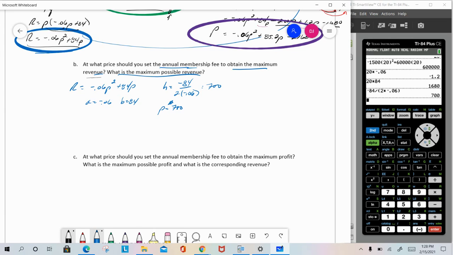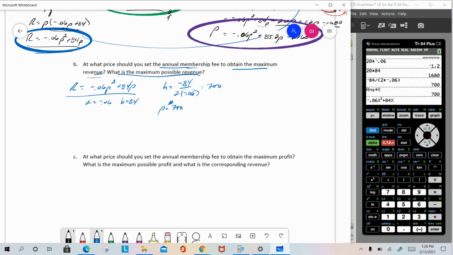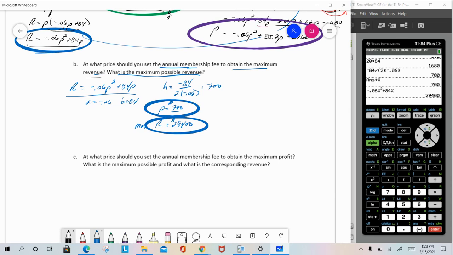What is the maximum revenue? Well, I'm going to store that as X, and it's going to be negative 0.06x squared plus 84x. And where I'm getting that from is this is my revenue function. I'm putting that 700 back in for the P. And so my maximum revenue is 29,400. So that's the price that will maximize my revenue, and that is my maximum revenue.